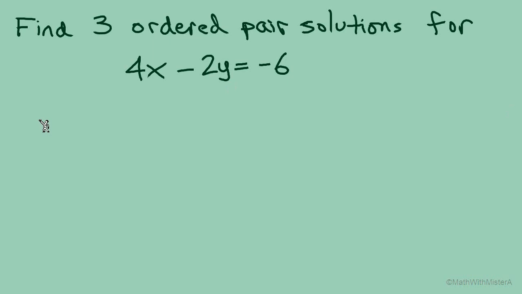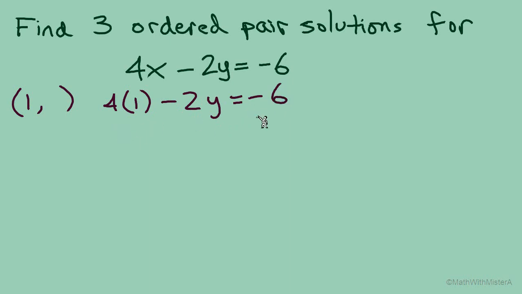Now I can't say for certain that I'll choose the same ordered pair solutions as you, but I'll choose a few examples and we'll see if we have some things matching up. Let's start with x equals 1. So that means our equation becomes 4 times 1 minus 2y equals negative 6. And we can solve this equation for y. 4 minus 2y equals negative 6.